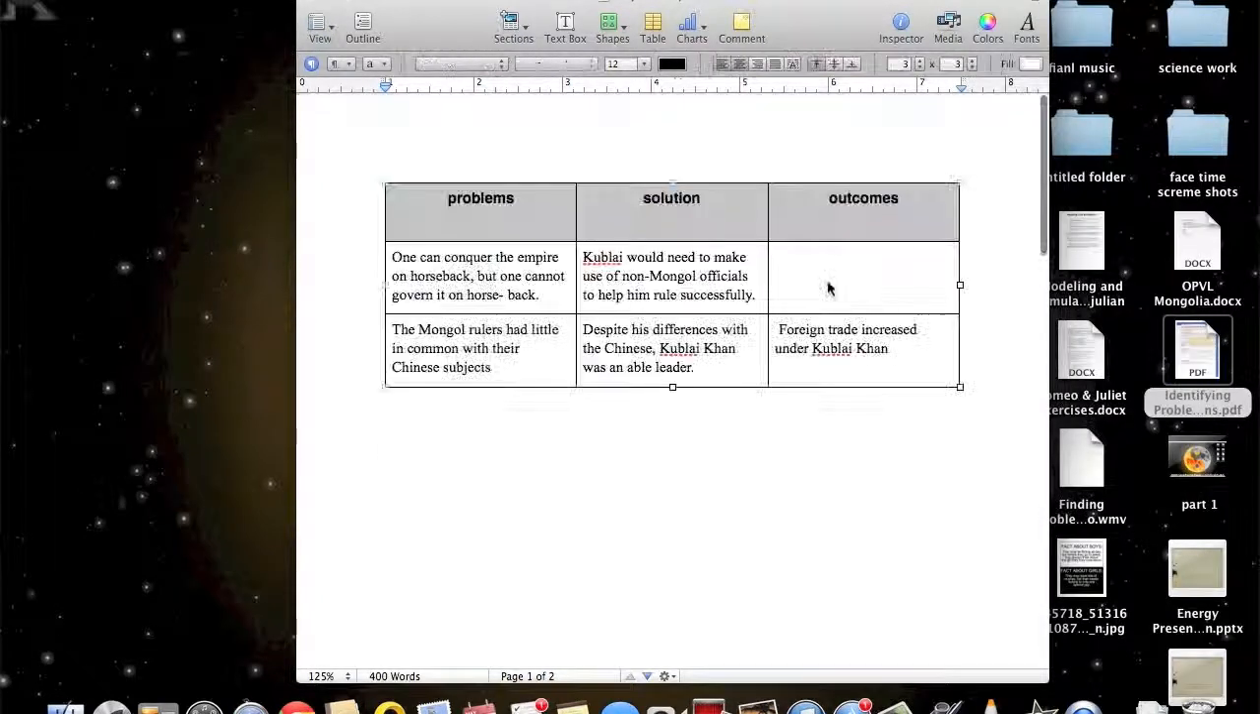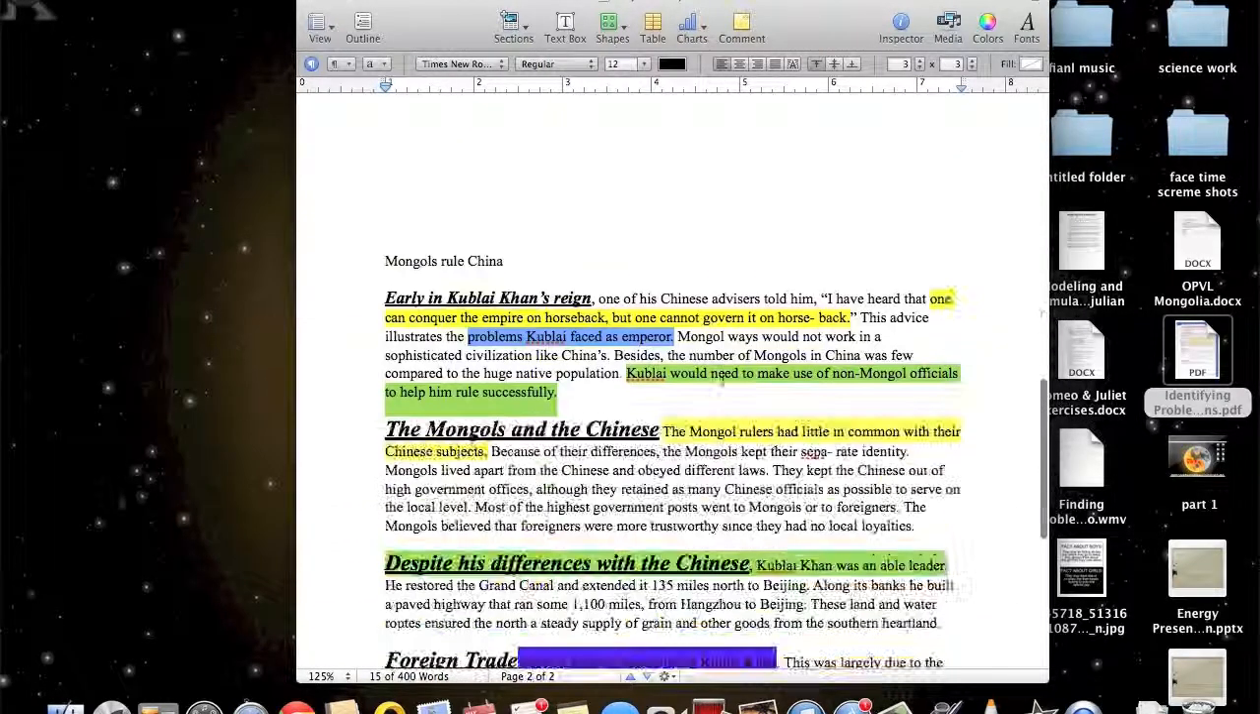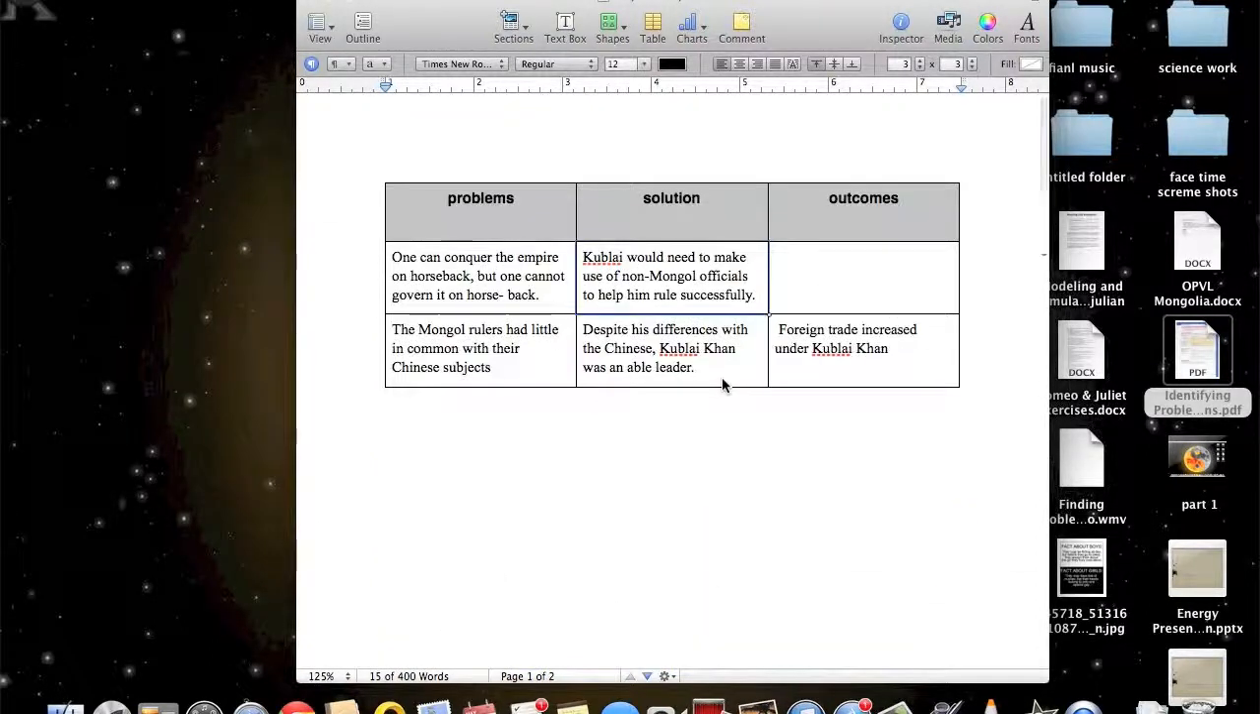Oh, I'm glad because I already have one. As you can see, I already put my problems and solutions. So here, as I said, one can conquer on horseback, but cannot govern on horseback. And the solution for that was he made non-Mongol officials help him rule. There won't always be an outcome for that, or there is, but I don't know if I can find it. Okay, and the other problem: Mongol rulers had little in common with the Chinese, and the solution for that, despite everything, was that he was able to become a powerful leader of the Chinese, and the outcome was that trade increased. So you see, it's easy. The only work you gotta do is read it, because after you read it, you'll understand everything.